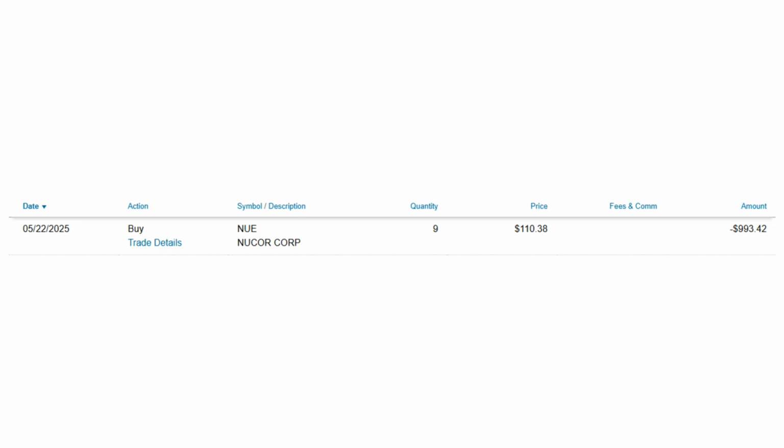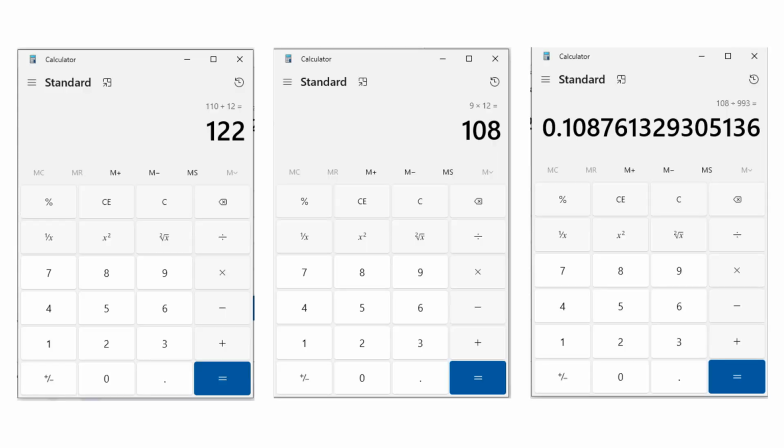On May 22, 2025, I bought 9 shares of Nucor stock at $110 per share, costing me a total of $993. Here is a copy of the purchase slip, but this purchase was made after the technical analysis. The main goal of this purchase is to make at least 10% on this transaction in a matter of days.